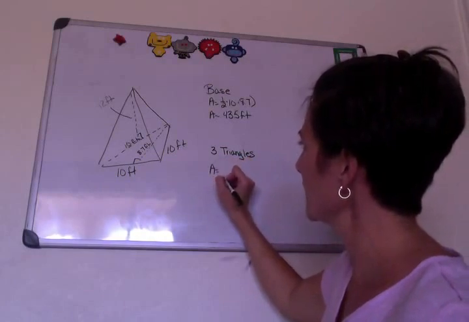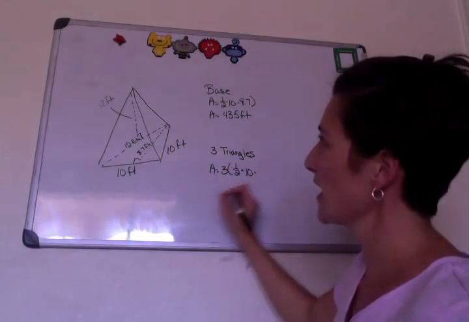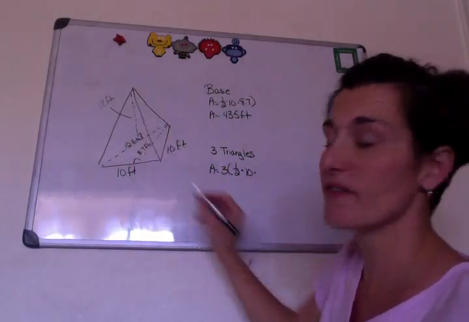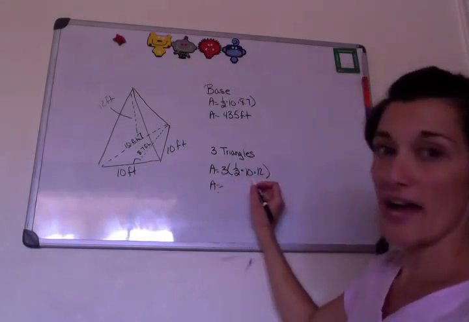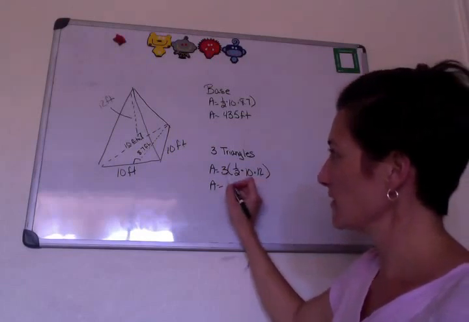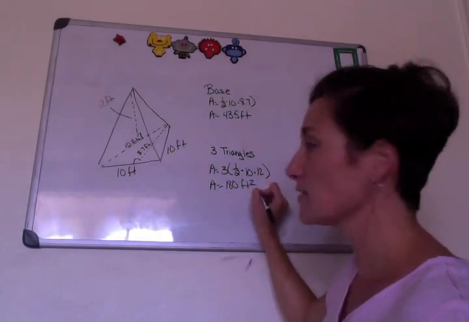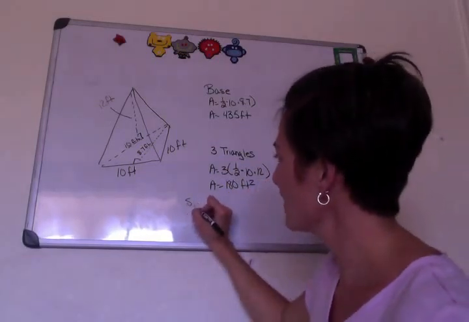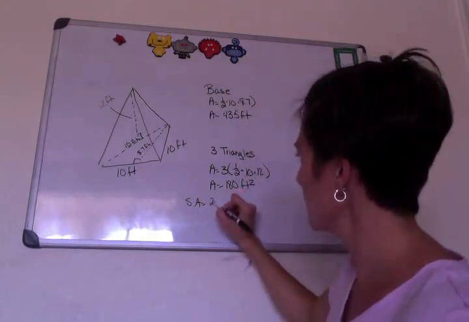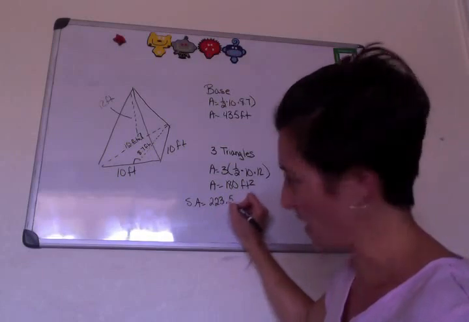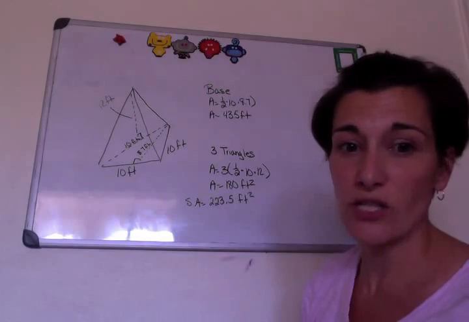So we're going to figure out our other 3 triangles. Area is 3 times 1/2 times my base, which is 10, and the height of these ones are 12 feet. They're going up 12 feet in the air. So again, I get 5 times 12 is 60 times 3 is 180 feet squared. Don't forget about those measurements. And now to figure out the total surface area, I'm going to add those two numbers together, and I'm going to get 223.5 feet squared.